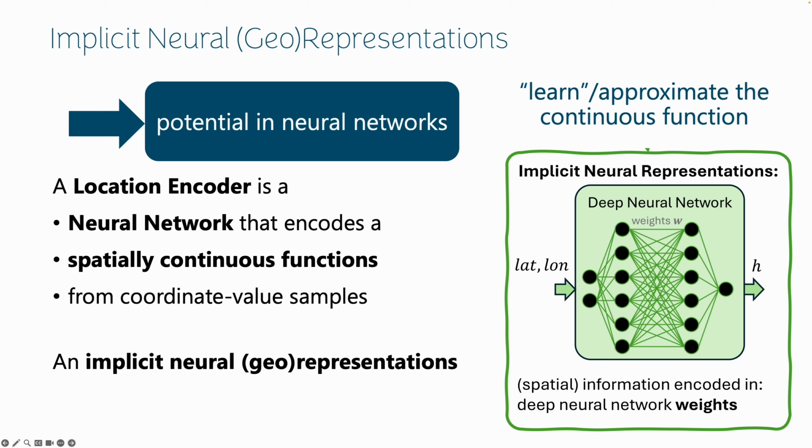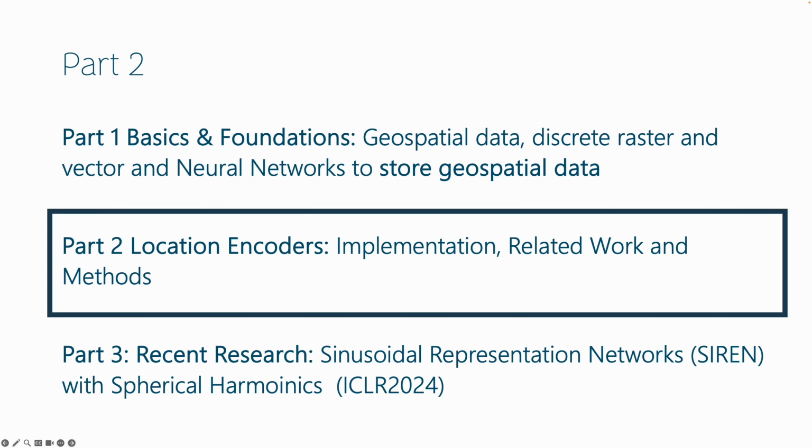It is a neural network that encodes this spatially continuous function from coordinate value samples. And in that case, it's an implicit neural geo-representation. So I hope that was a good overview of how we can use neural networks in a different way, not doing classification or regression, but actually storing data by approximating an underlying function. In these cases, when we approximate this underlying function, things like positional encoding in the coordinates or sine activation functions make sense, while they don't make sense in a classification case where, for instance, ReLU activation functions are quite useful.